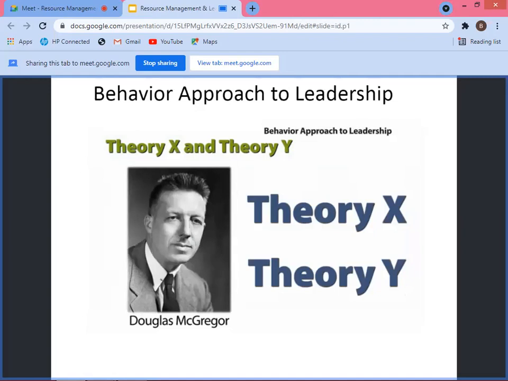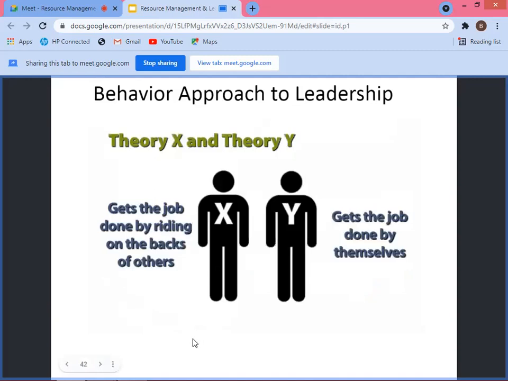Theory X and Theory Y is the behavior of the leadership and the behavior of the followers. Employees are categorized as Theory X and Theory Y, as well as managers. I'll tell you why, I'll tell you how. The Theory X employee gets the job done by riding on the backs of others. The Theory Y employee gets the job done by themselves.